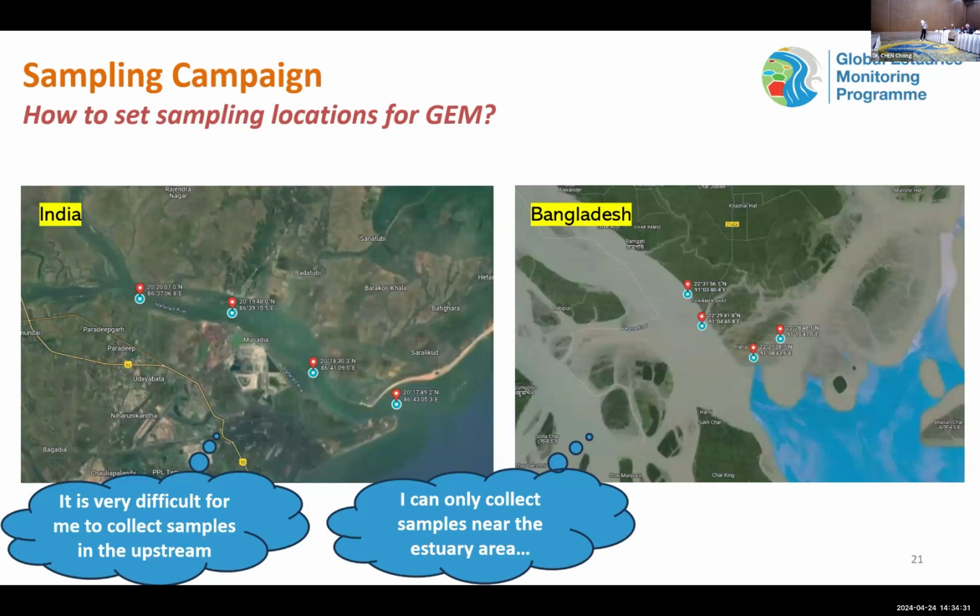And in several cases, some collaborators will have difficulty collecting samples in some areas, maybe upstream, where they think it is very far and not feasible for them. Some collaborators say they can only collect samples near the exterior area. We also accept their requirements because we believe having samples is better than having no samples. So if you have any difficulty or any problems during the sampling campaign, please feel free to contact us and talk with us. We can co-design the locations.